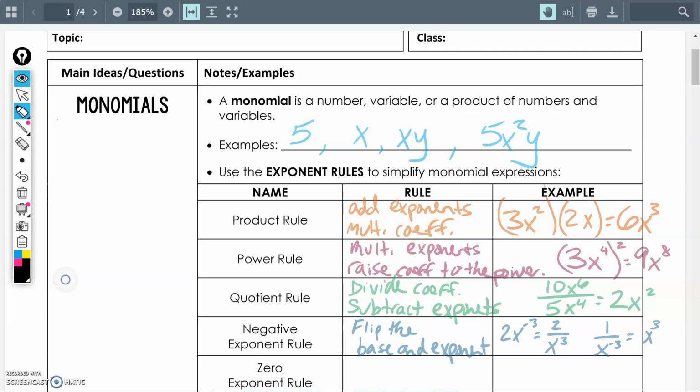Zero exponent rule. Anything to 0 power is 1. So we can have this whole big monomial here raised to the 0 power equals 1. All right, let's pause the video and keep scrolling down to more examples.